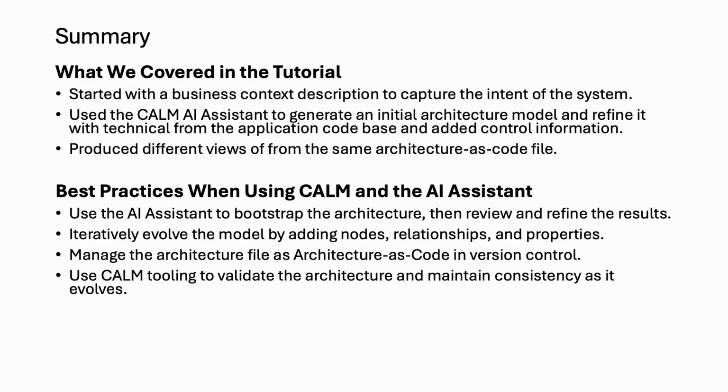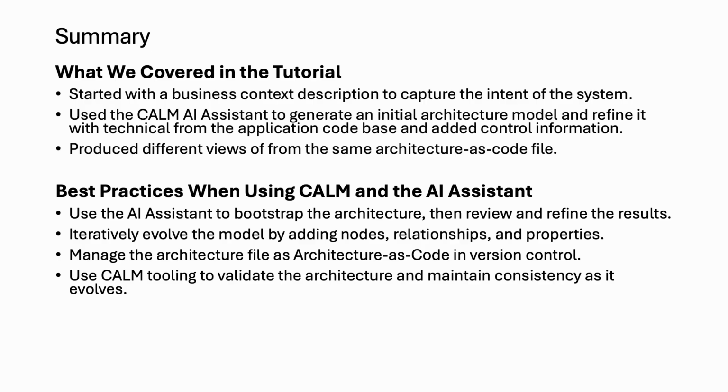To finish up, let's summarize what we covered in this tutorial. We began with a business context description that captures the intent of the system. This business description becomes the foundation for generating the architecture. Next, we use the Calm AI assistant to generate an initial architecture model. We then refine the model by incorporating technical details from the application codebase and adding control information. We also saw how a single architecture as code file can be used to produce multiple views of the architecture.